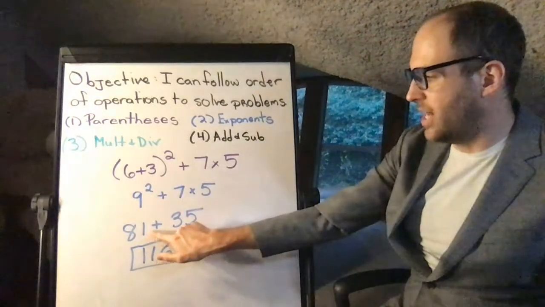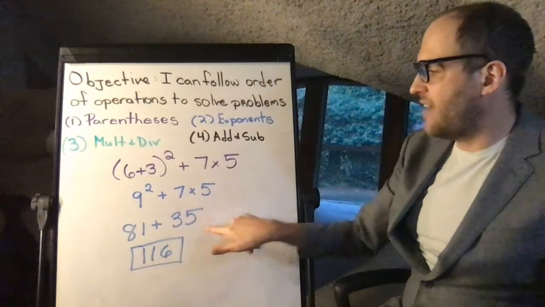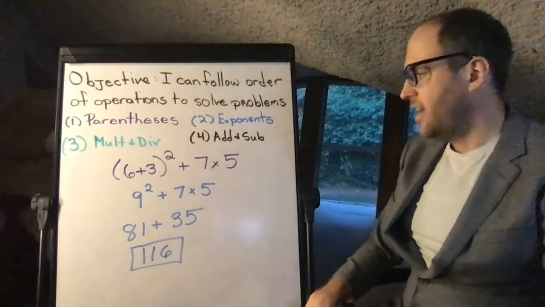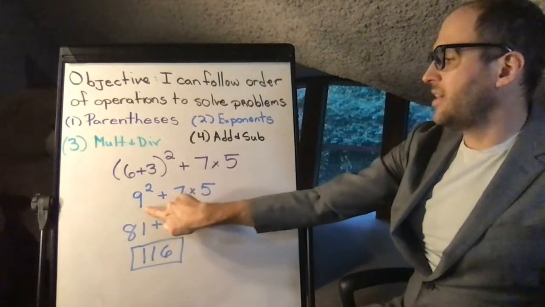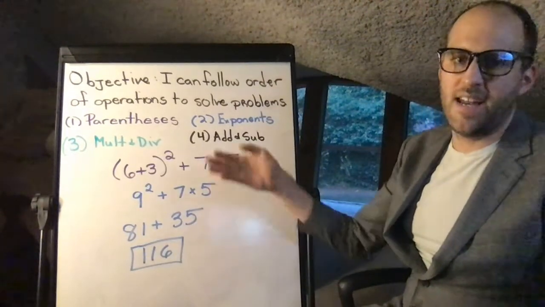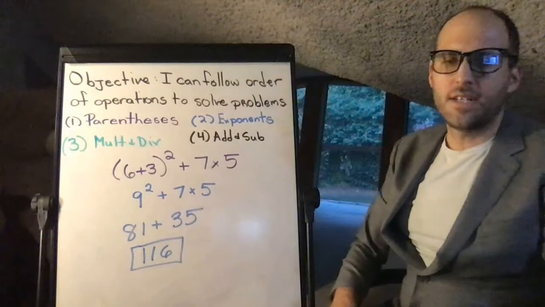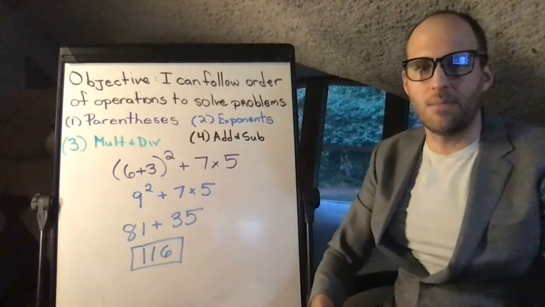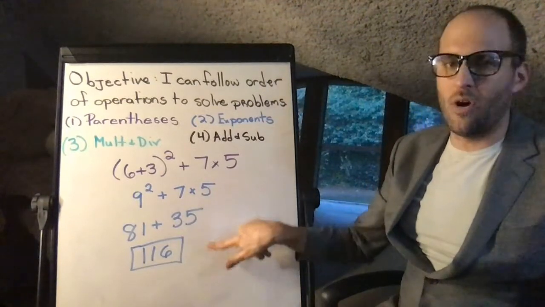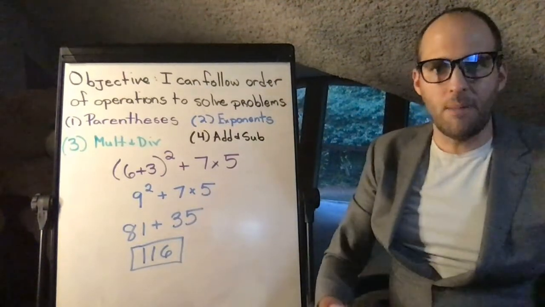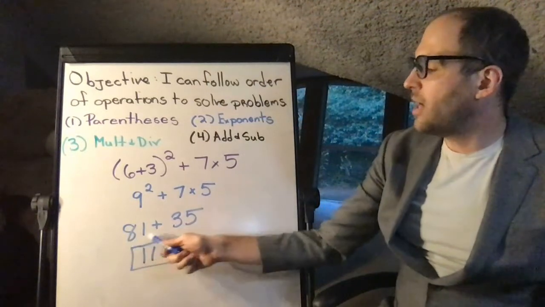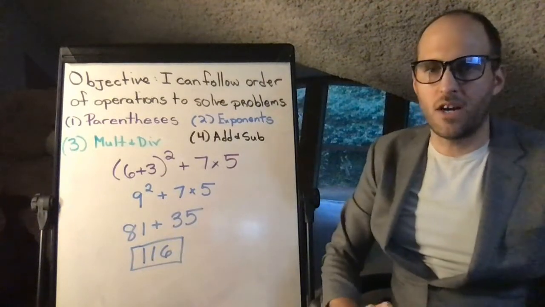9 squared is 81 plus 7 times 5, which is 35. Remember, we have to do that multiplication before the addition. If you feel comfortable doing the exponent and the multiplication at the same time, that's fine. If you want to make that an extra step, that's okay too. Some people, when they start getting better at these problems, are able to do multiple steps at the same time. Some people feel better just doing one step at a time and going all the way through. Up to you, just as long as you get the correct answer at the end. 81 plus 35 then equals 116.